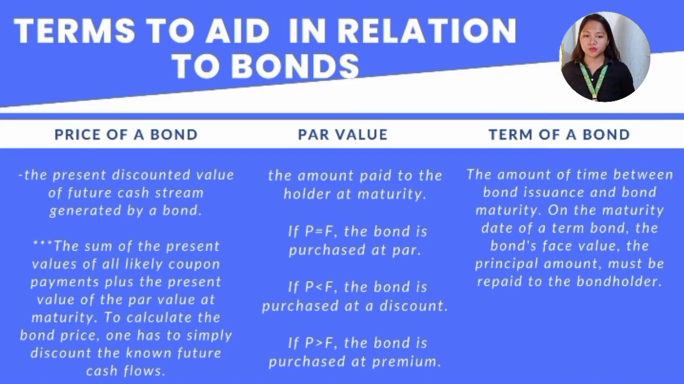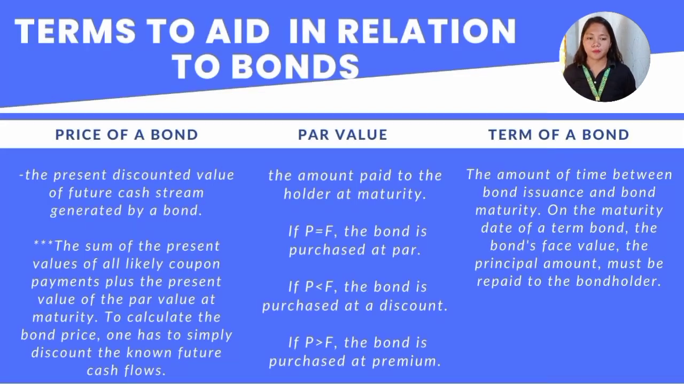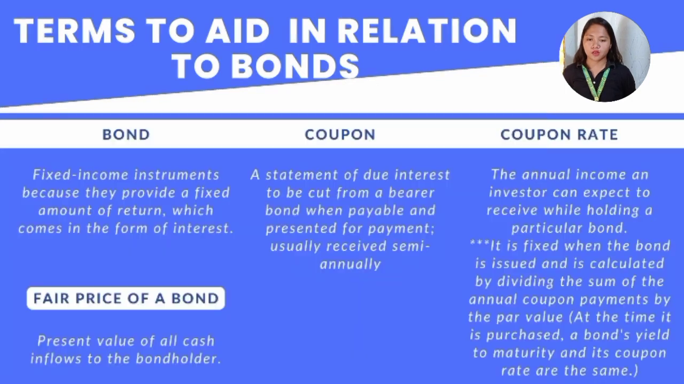Term of a bond, the amount of time between bond issuance and bond maturity. On the maturity date of a term bond, the bond's face value, the principal amount, must be repaid to the bondholders. Fair price of a bond, the present value of all cash inflows to the bondholder.